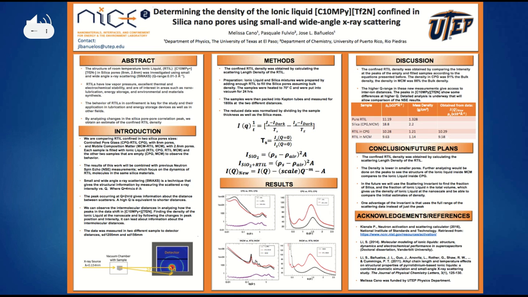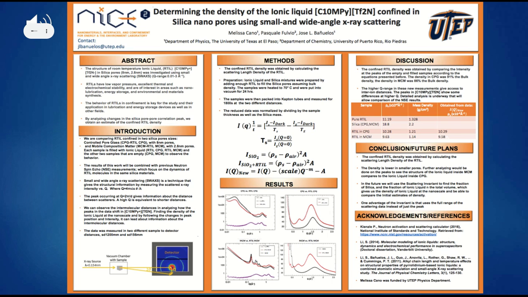The data was reduced and normalized by dividing by the sample thickness as well as the silica mass. The data was measured at 2 different sample to detector distances, 156 and 1200 millimeters, for a period of 30 minutes. Our Q range for the data is 0.01 to 3 inverse angstroms.